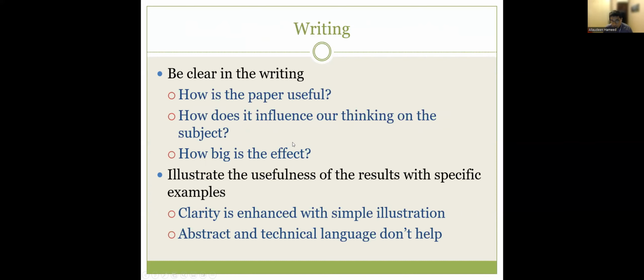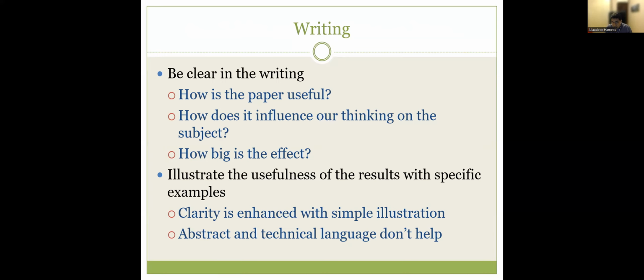Next is the writing phase of the project. Be clear in the writing. You've got to be clear about why this paper is useful, how it influences our thinking on the subject, and why it is a big deal, right? These things have to be very clearly illustrated, especially in the introduction, okay? And you may want to illustrate your results with simple examples that will catch the attention of the reader.